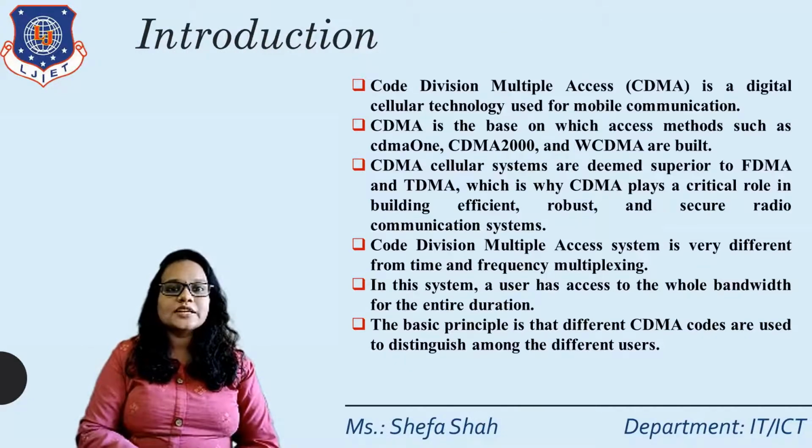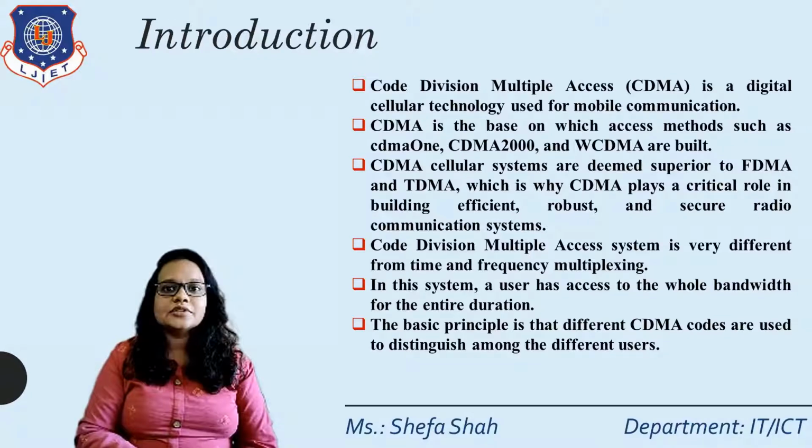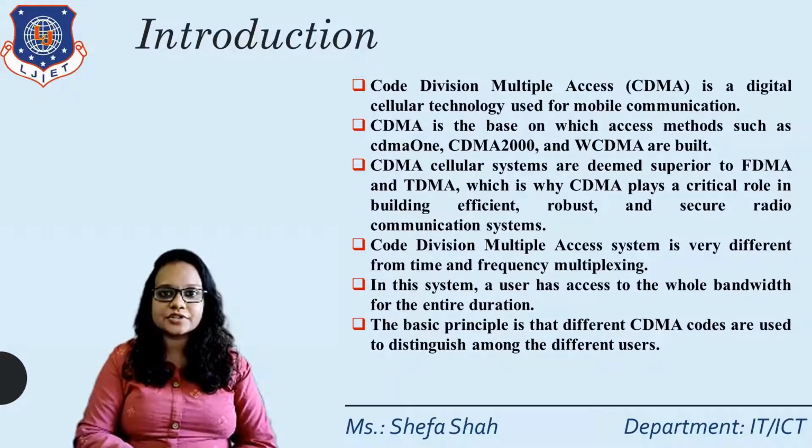Now, basically, in the introduction, in FDMA and TDMA we have discussed that in FDMA the whole frequency slot is divided into different frequency slot segments, and in between guard bands are provided to overcome the limitation of adjacent channel interference.